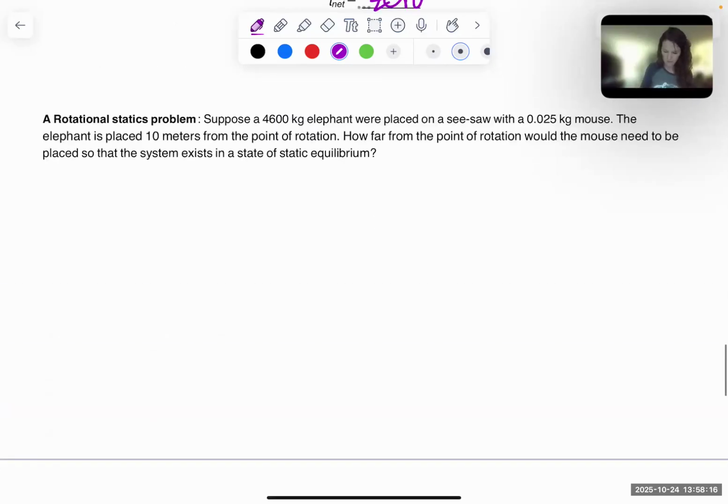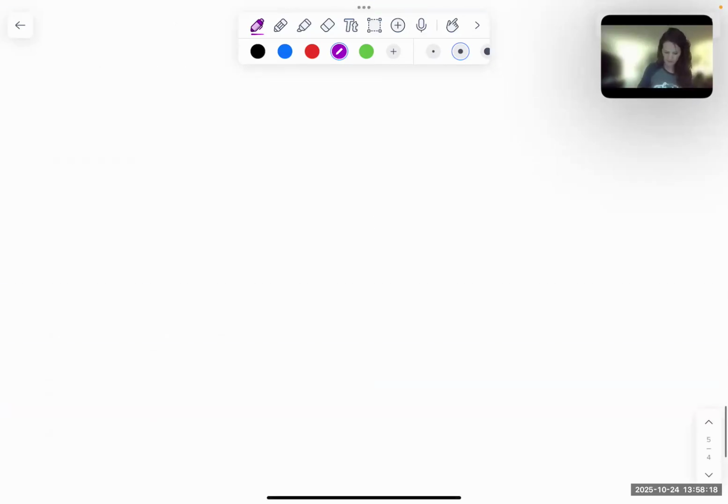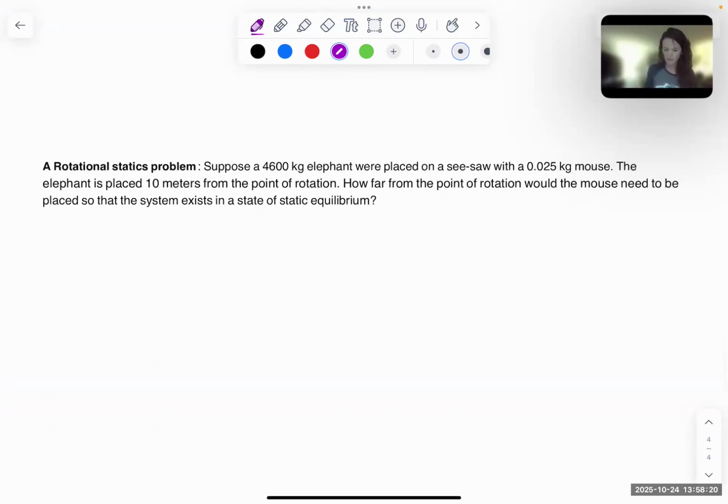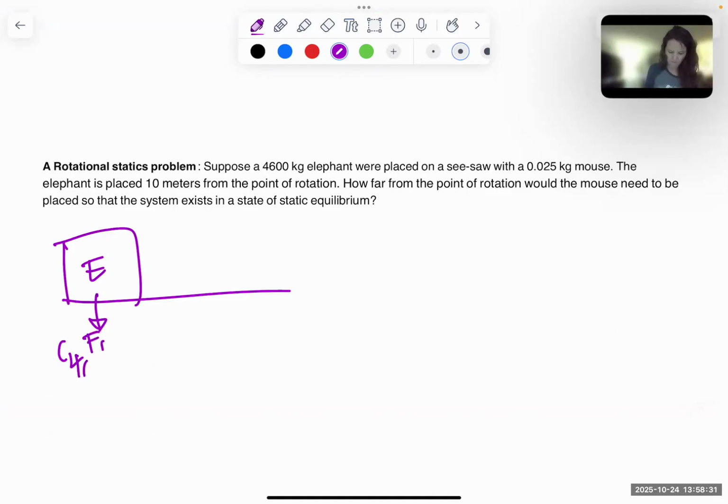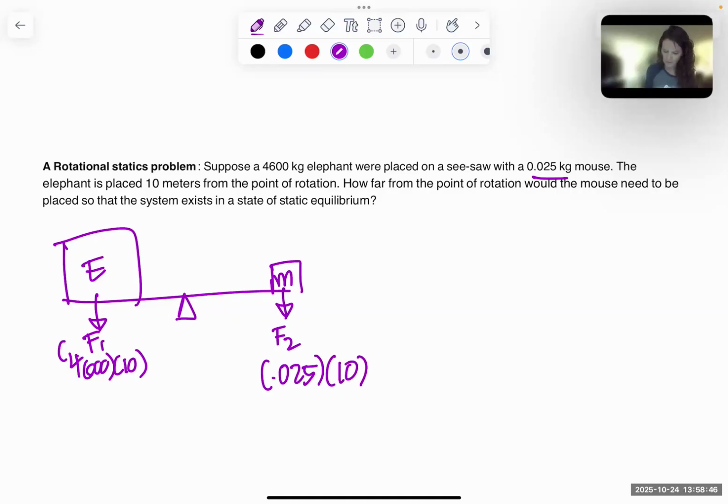So suppose, where's my elephant? Do I have a picture? My elephant fell off. You should have an elephant on your paper. So I have an elephant right here. That's my elephant, and it's 4,600 kilograms. So my F1 would be 4,600 times 10. I have a fulcrum right here, and I have a mouse over here. F2, the force for my mouse, is 0.025 kilograms times 10. I'm using 10 for gravity right here.